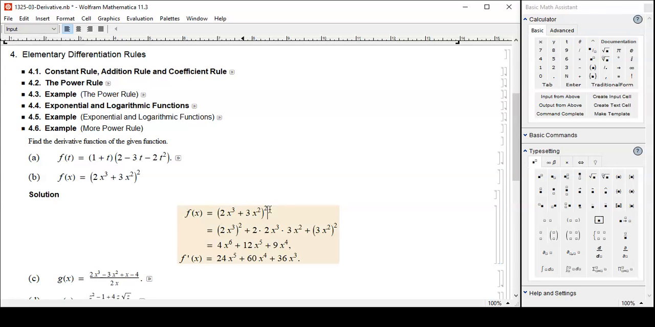Here's the answer key. Break it up. Here I use completing the square formula instead of finding out, but in the end we get the same thing. And then we take the derivative. Multiply the power, subtract 1. Multiply the power, subtract 1. Multiply the power, subtract 1, like that.